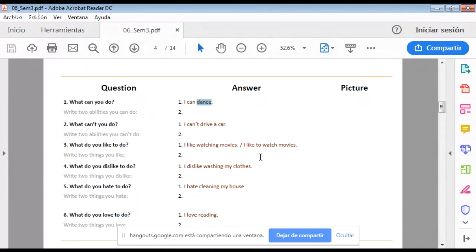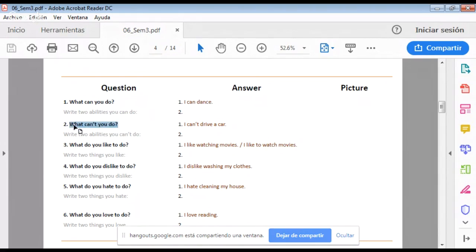Si quieren decir yo puedo pintar, I can paint. Yo puedo escribir, I can write. Yo puedo hablar inglés, I can speak English. Yo puedo hablar español, I can speak Spanish. Yo puedo hablar alemán, I can speak German. Yo puedo cocinar, I can cook. Yo puedo jugar, I can play. ¿Ok? Entonces, ese es el formato que tienen que seguir. Primero I, luego can y luego el verbo principal. ¿Ok? Para las 2 abilities.